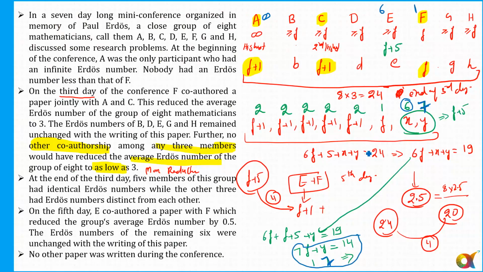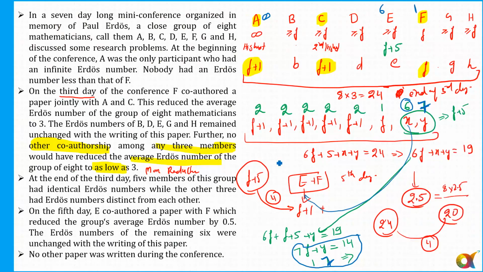So for one of the persons, it will be 7. So at the end of day 3 also, for one of the persons, y has not changed. Remember, the value of x has been changed from f to f plus 1. This 6 became 2 here.